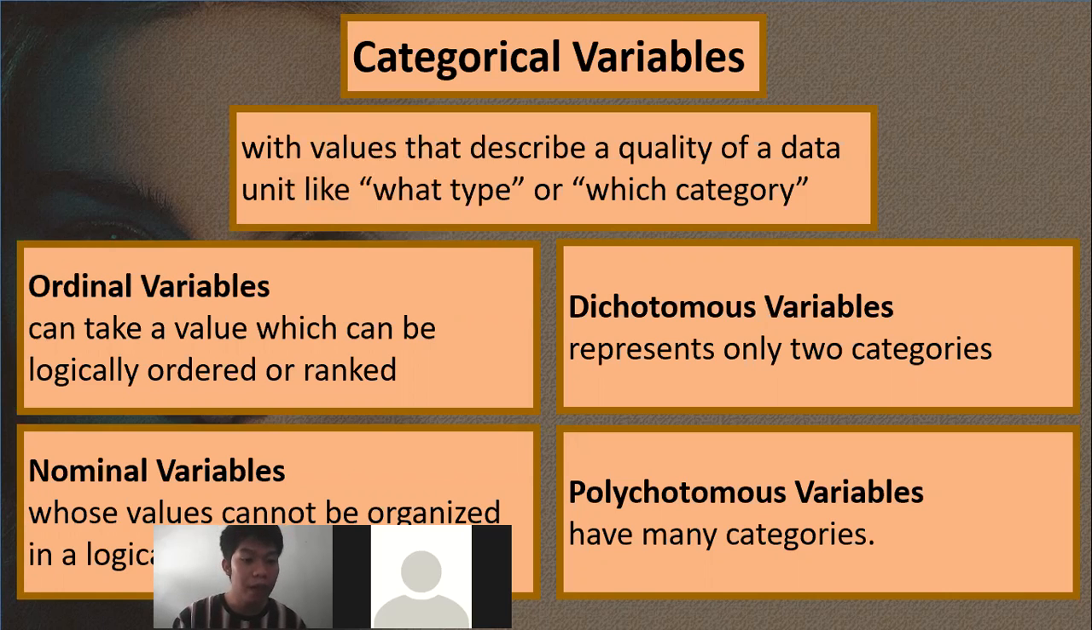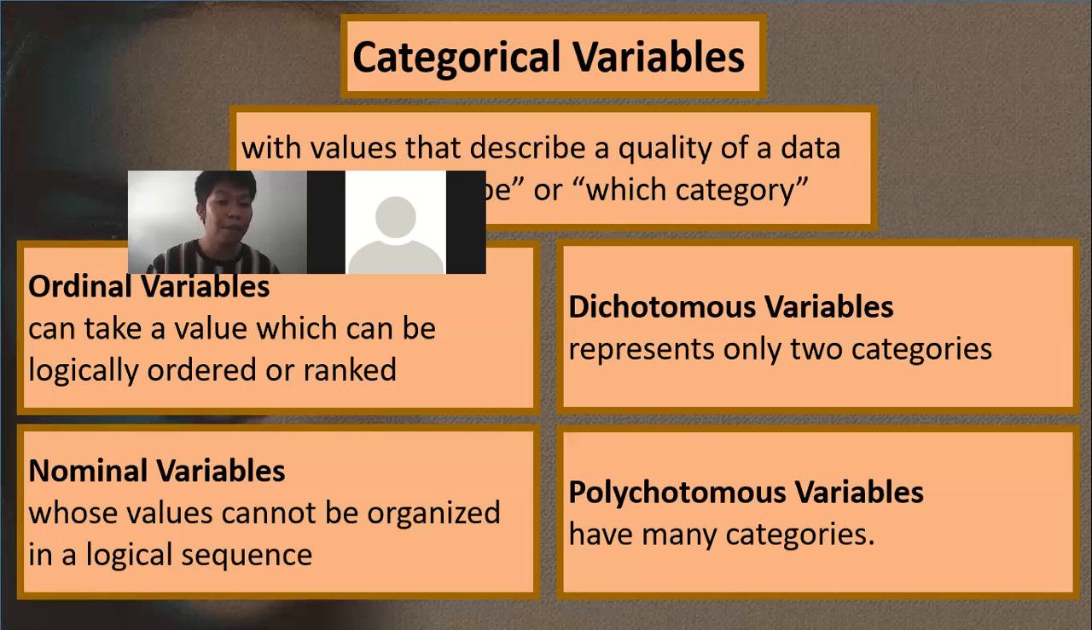When we say ordinal variables, they can take a value which can be logically ordered or ranked. Meaning, in ordinal, you need to rank or you need to scale. Like for example, Likert scales are ordinal variables also. Needs analysis or needs assessment, these types of research studies are dealing with ordinal variables.